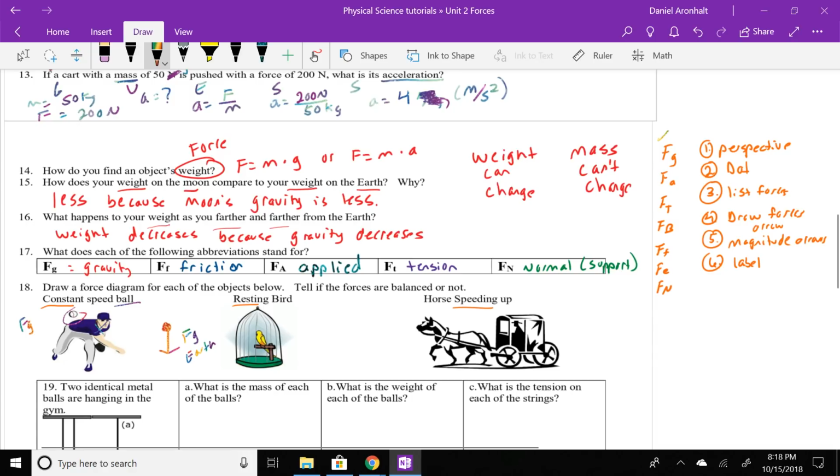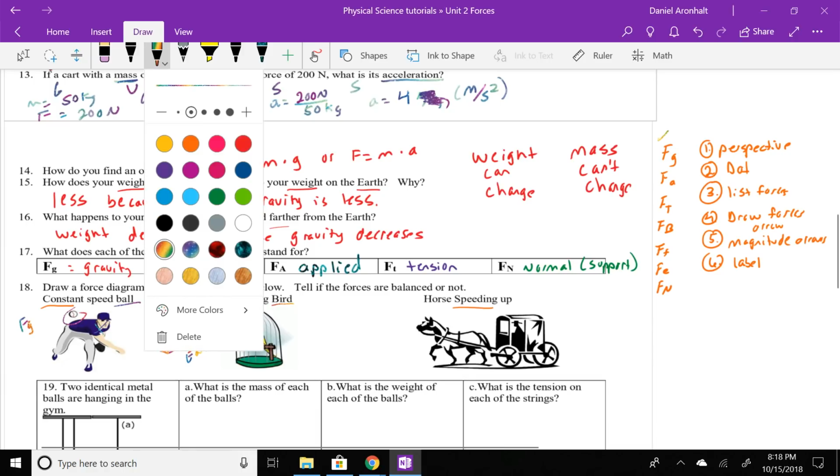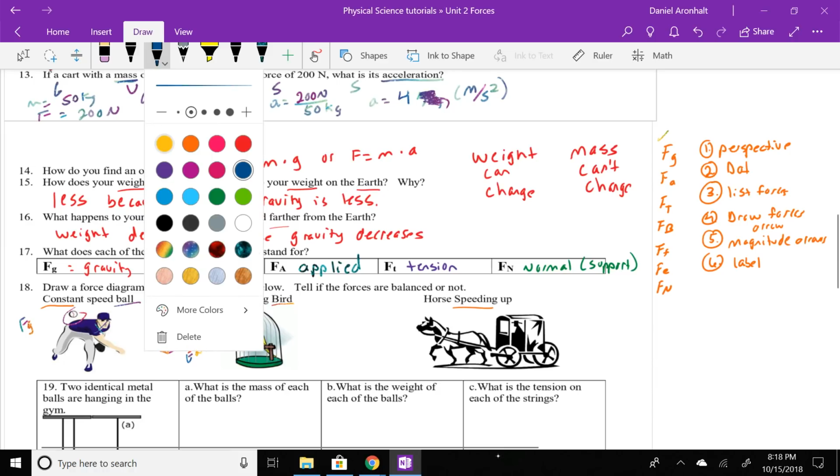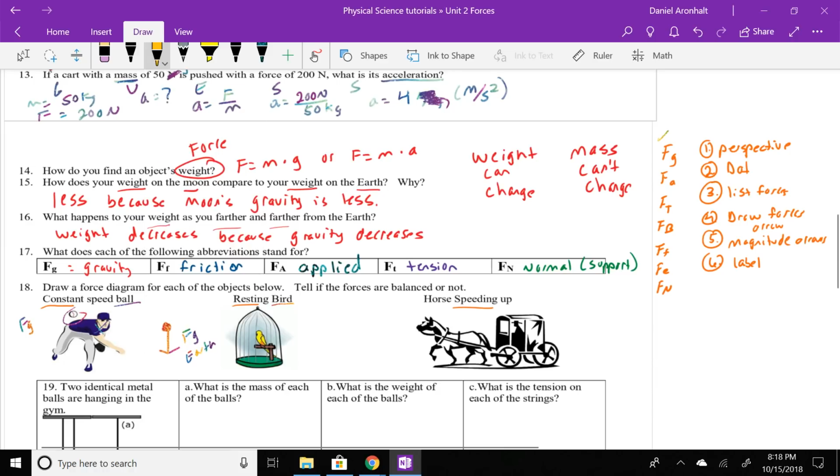Now let's draw the force diagram for the resting bird. Step one, I'm looking at the bird. The bird is the only thing I care about. So let's not make this too complicated. The bird is the only thing. Let's make this yellow, see if the yellow will stand out. Then I draw the bird as a dot.